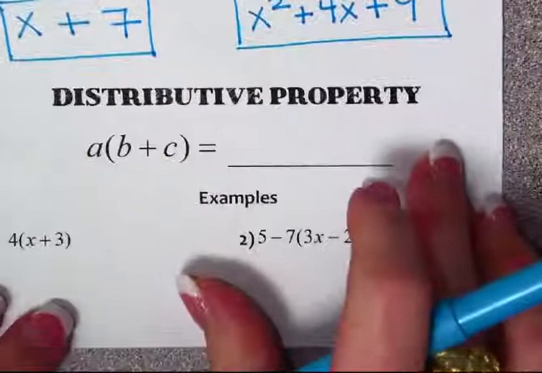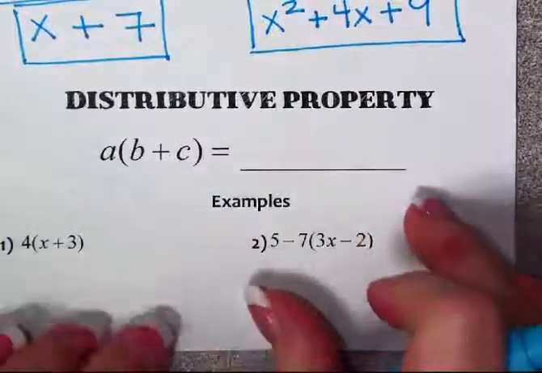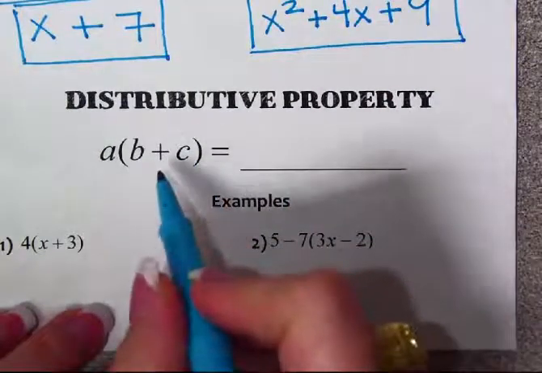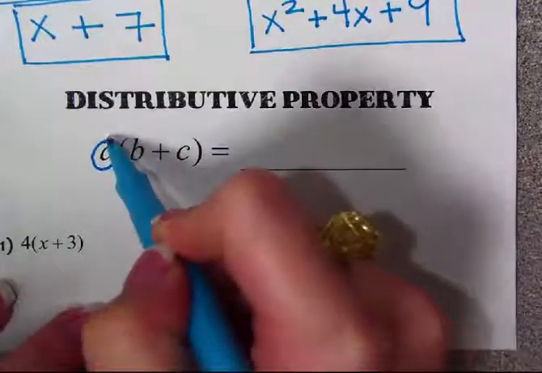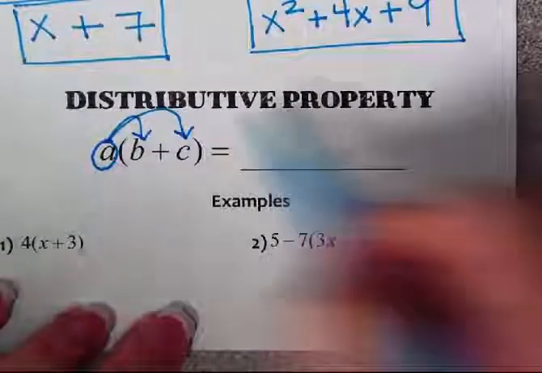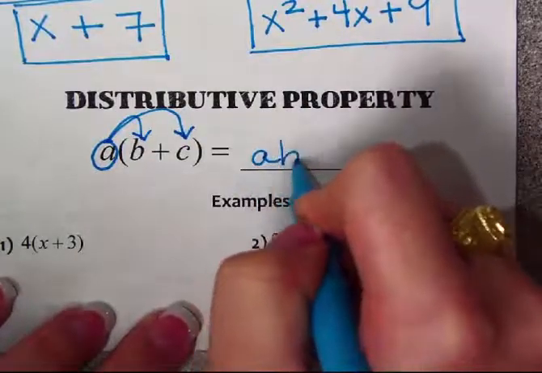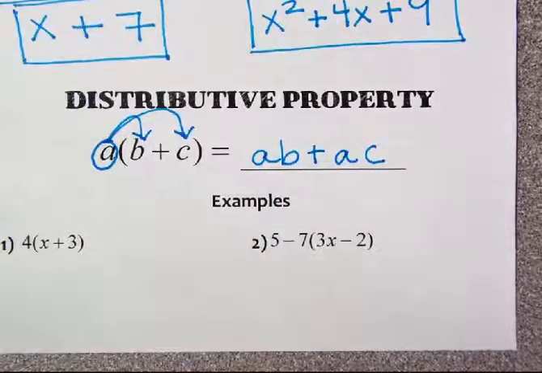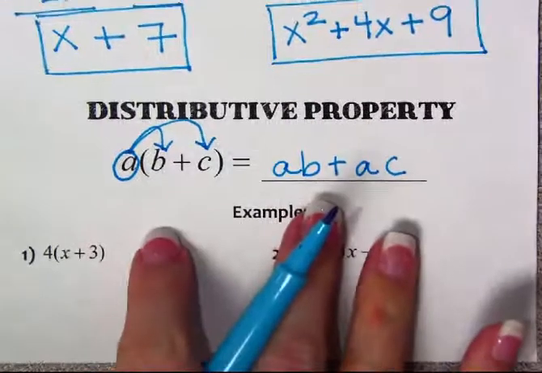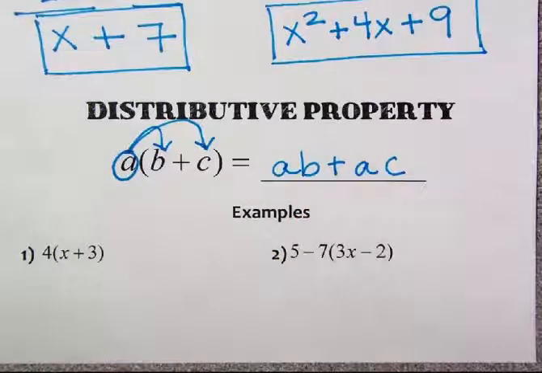The next thing we're going to talk about is the distributive property. Now, we went over this at the beginning of the year. So the distributive property, what you do is you take the number on the outside of the parentheses and you multiply it by each number on the inside of the parentheses. What this does is it gets rid of the parentheses. Anytime you're solving an equation or simplifying an expression, in order to be able to combine your like terms and simplify it further, you have to use the distributive property to get rid of your parentheses.